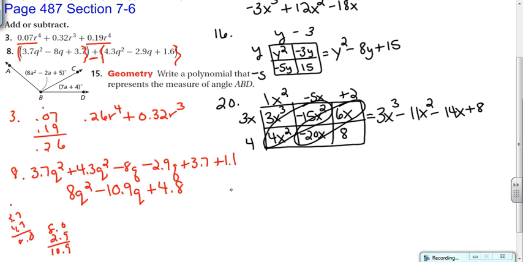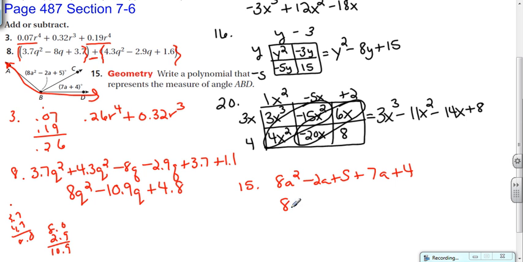Number 15, you have to write a polynomial that represents the measure of angle ABD. Well, angle ABD is the whole big angle, which means I have to add the two little angles together. So I have to add 8a squared minus 2a plus 5 plus 7a plus 4. And since I was adding everything, the parentheses didn't matter, so I just dropped the parentheses.